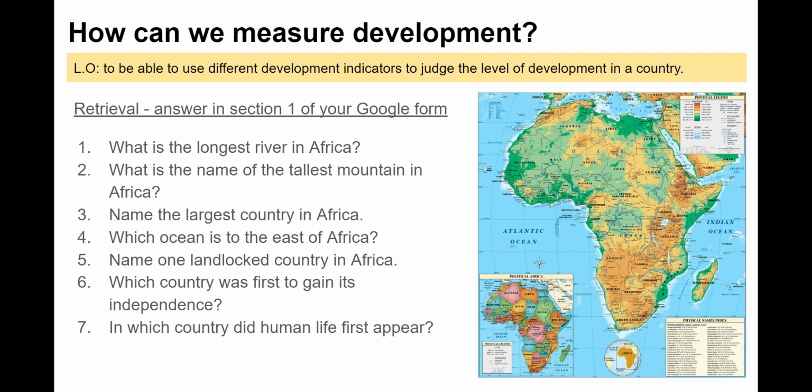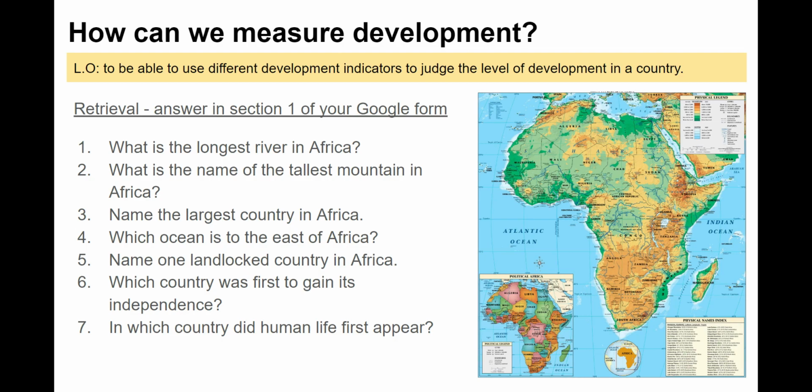Okay, so today's lesson we are going to look at how we can measure development. This term we are studying the continent of Africa, and just like we've done for all of the other continents, we're going to do an introduction to the basic geography, just so you orientate yourself and know where in the world we're talking about. That's what you did last lesson. And then we're focusing in on a geographical issue. For us, that geographical issue is development.